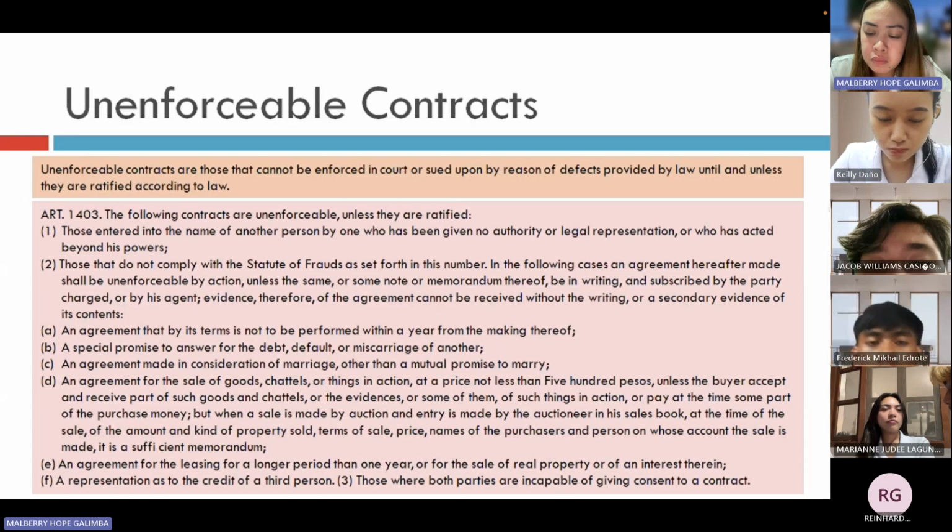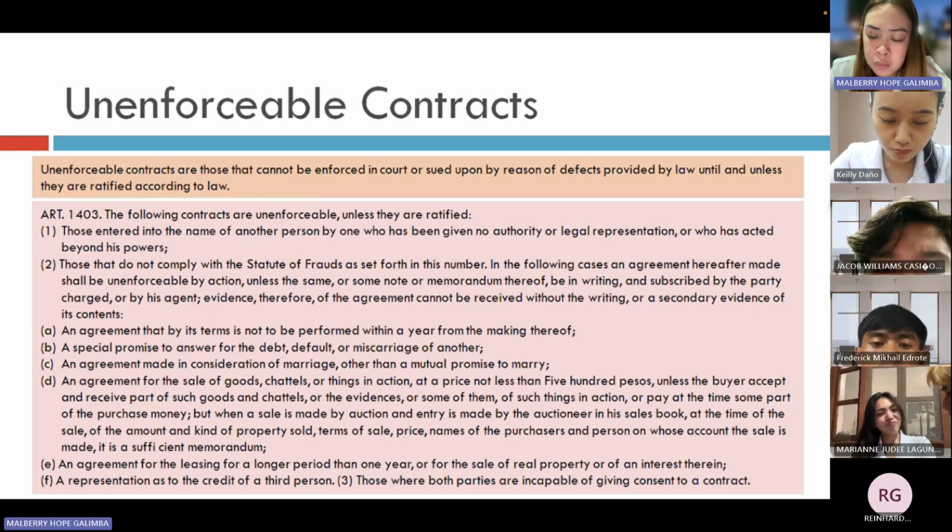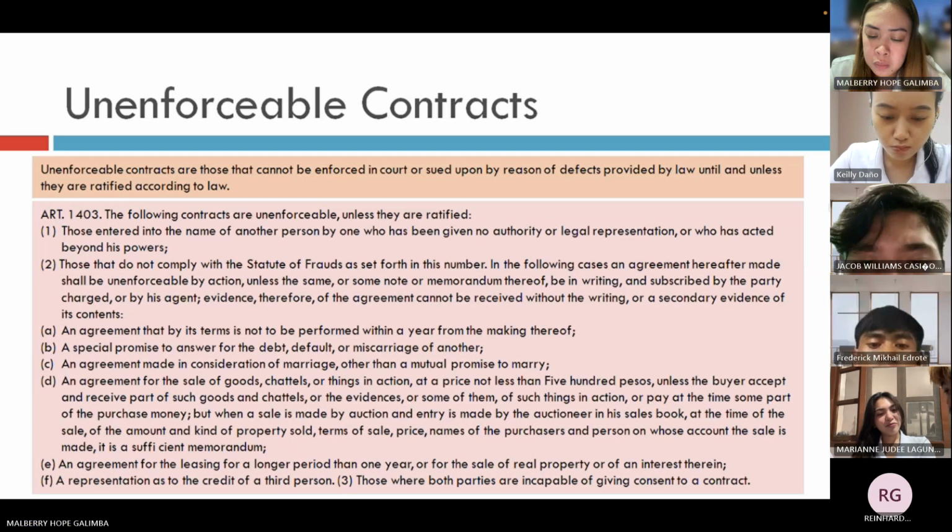So 1, 2, 3. First, if the person who is acting on behalf of a principal has no authority, he is not authorized to represent that principal, or if he is authorized, has acted beyond his powers. Second, if it does not comply with the statute of frauds, wherein it requires that certain instances must be in writing in order to be enforceable. And third, those where both parties are incapable of giving consent to a contract, then it is an unenforceable contract.